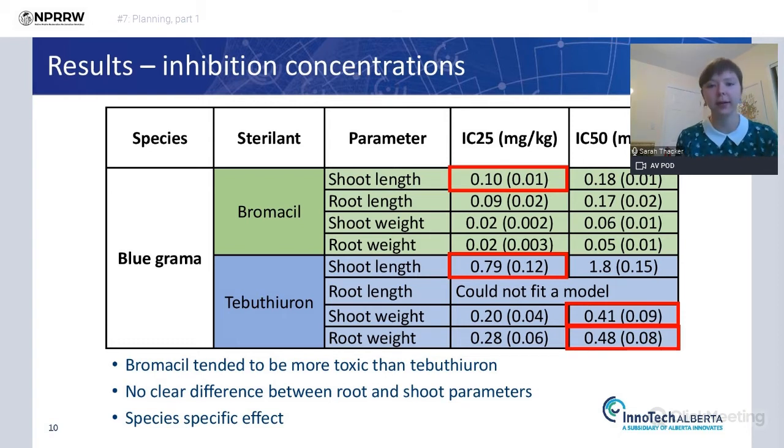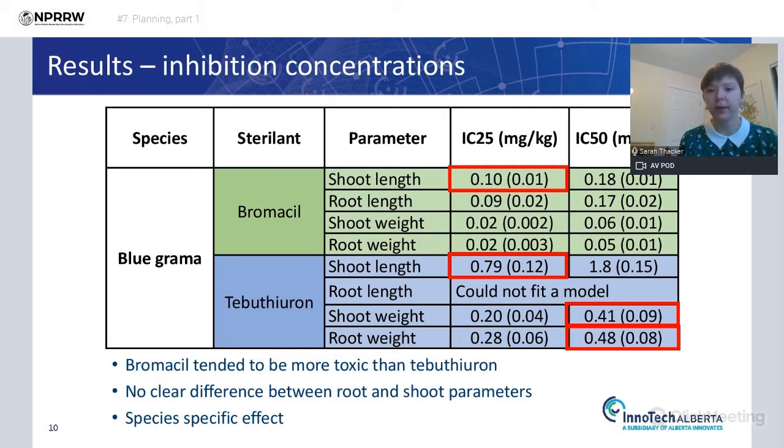So if you're looking at the table I have there, and look in the IC25 column, I've highlighted 2 boxes. So you can see blue grama shoot length when exposed to bromacil. The IC25 occurred at about 0.1 milligrams per kilogram of bromacil. If you look at the blue area, for tebuthiuron, the IC25 occurred at about 0.8 milligrams per kilogram tebuthiuron. So this is showing us that bromacil was more toxic than tebuthiuron.